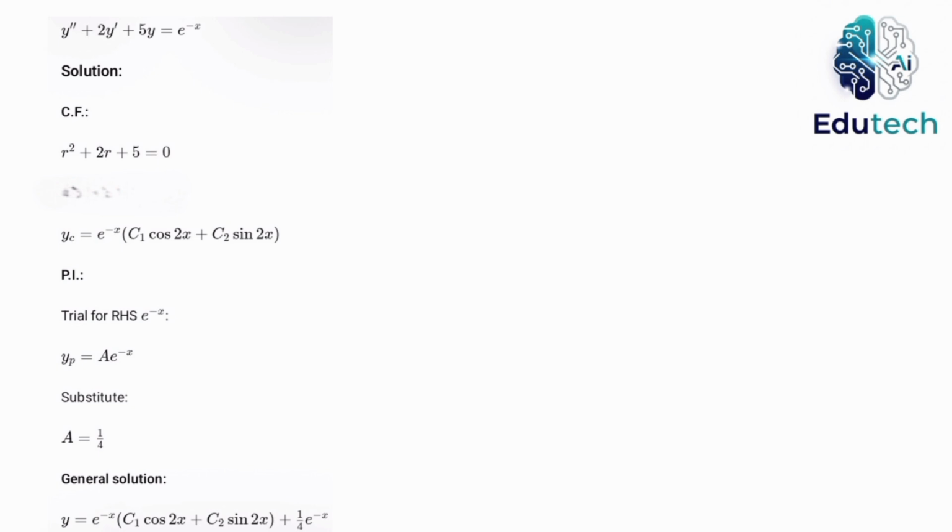Therefore, the solution is y is equal to e^(-x) into (c1 cos 2x plus c2 sin 2x) plus 1 by 4 e^(-x). So we can move on to the next question.